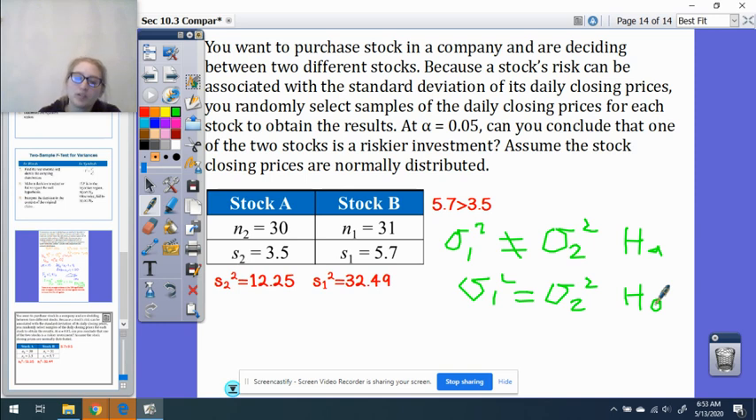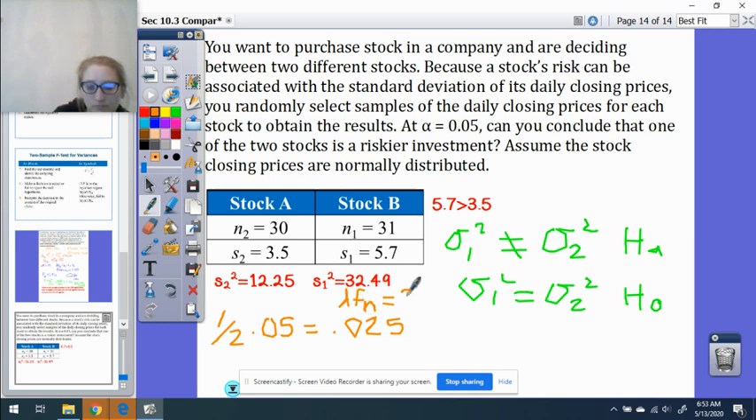Okay. So since this is a two-tailed test, that means my alpha level needs to be cut in half when I'm looking at my chart. So I'm going to cut 0.05 in half, and that's going to give me 0.025. My degrees of freedom of my numerator is going to be 30. And my degrees of freedom of my denominator is going to be 29.